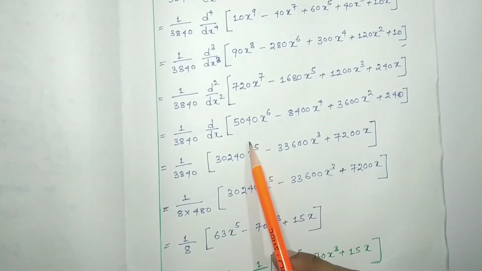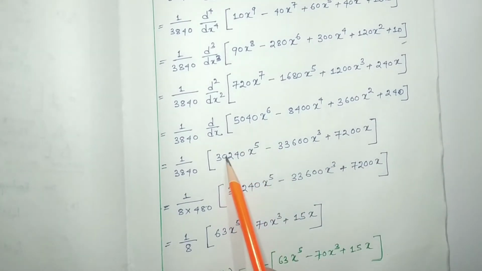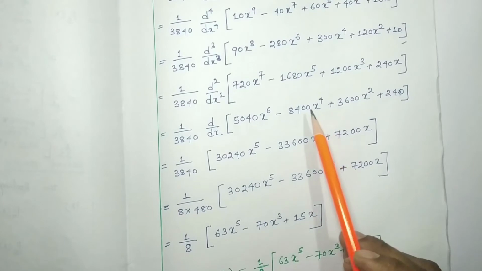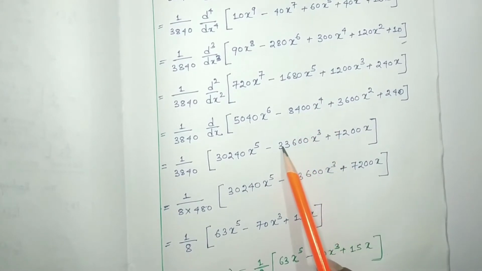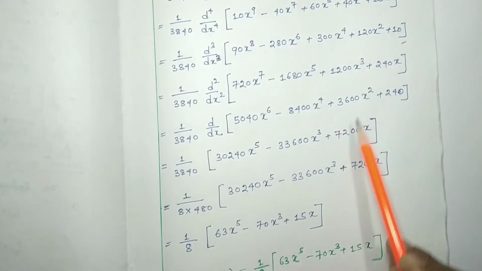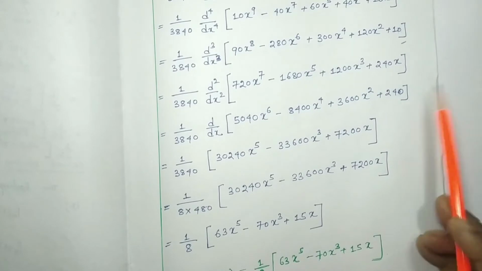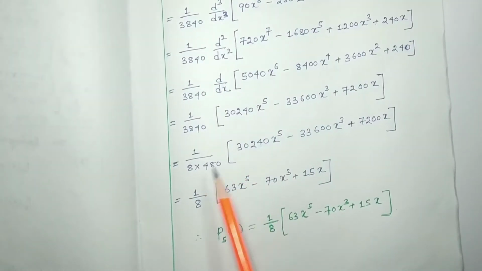Next derivative: 5040 into 6 will be 30240x^5, 8400 into 4 is 33600x^3, 3600 into 2 is 7200x. The derivative of 240 will be 0. Leave it.